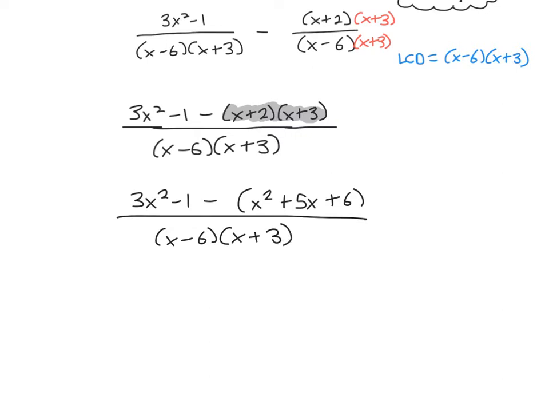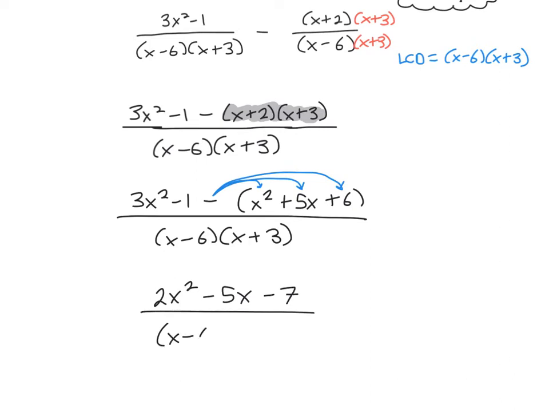And here we need to keep simplifying in the numerator. So we do need to remember to distribute that negative to all three terms. So this actually is 3x squared minus x squared, so that gives us 2x squared. And then we have minus 5x. And then here we have negative 1 minus 6, which is negative 7, and then over x minus 6 times x plus 3.